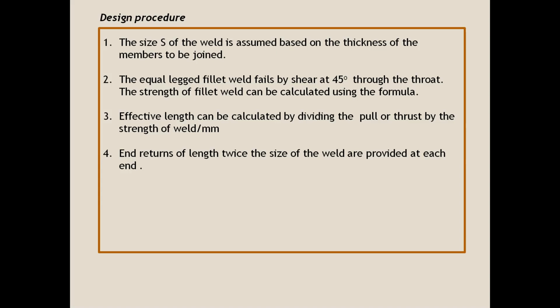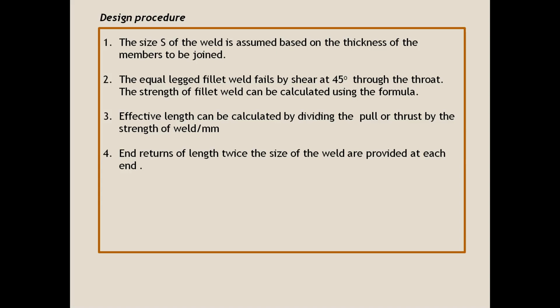Effective length can be calculated by dividing the pull or thrust by the strength of weld per mm. End returns of length twice the size of the weld are provided at each end. This is the procedure to design the fillet weld; you have to follow these 4 points.